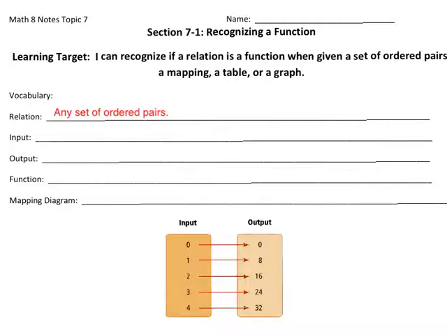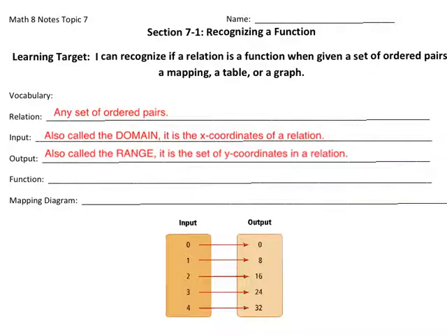The next term is input, and that is also called the domain of a function. And it is the x-coordinates of a relation. And we will go through some examples to explain that. The output is also called the range, and it is the set of y-coordinates in a relation.